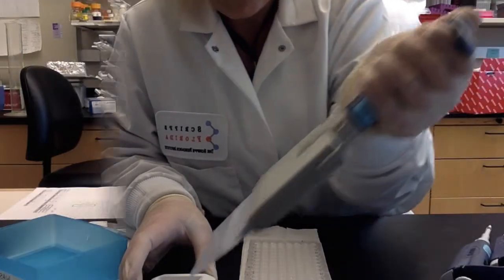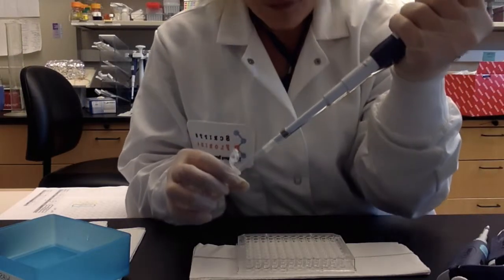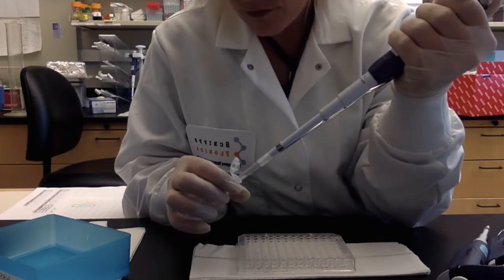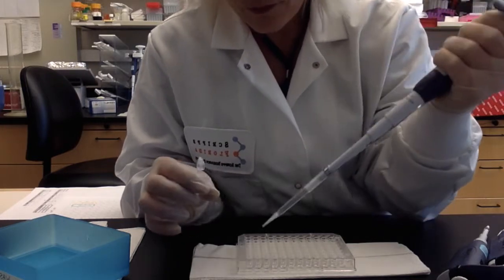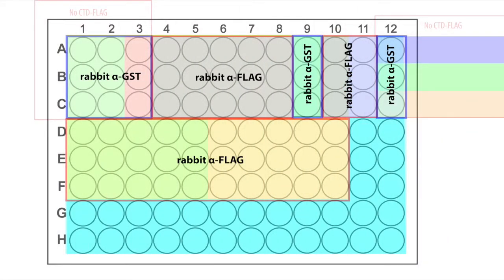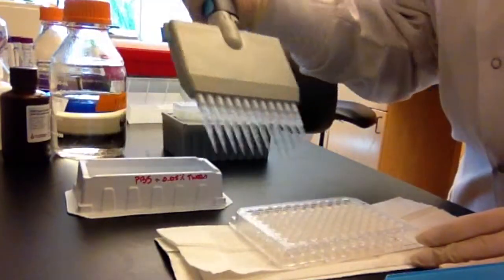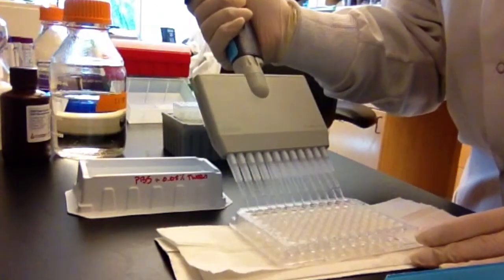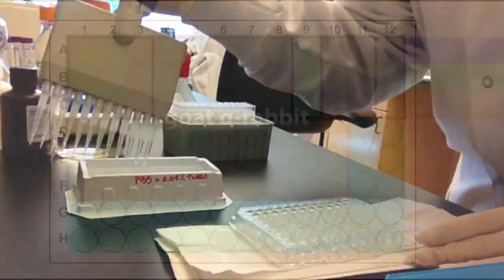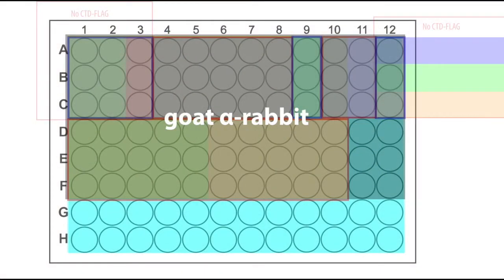4 more PBS Tween washes remove unbound proteins, and the plate is loaded with the primary antibody. Most wells receive rabbit anti-flag, which will bind to any bound CTD flag, but certain wells receive rabbit anti-GST because no flag is present. The plate is returned to the rocker for another 1 hour incubation at room temperature. Another 4 PBS Tween washes remove any unbound antibody, and the secondary antibody is added to bind to the primary antibody. In this case, it's goat anti-rabbit, which will bind to both rabbit anti-flag and rabbit anti-GST.